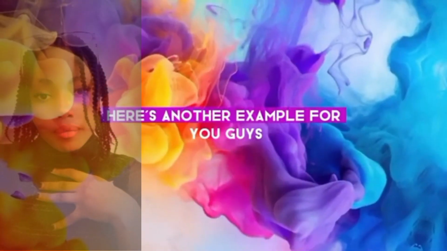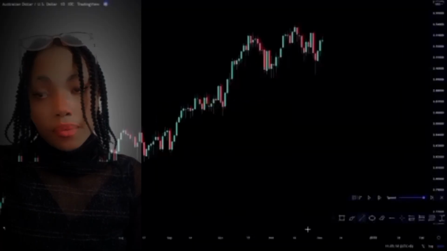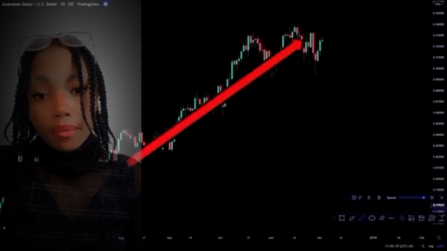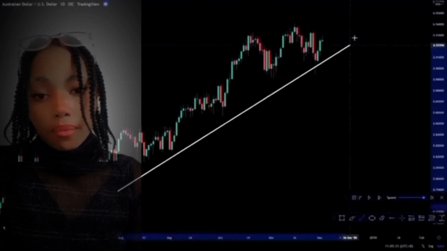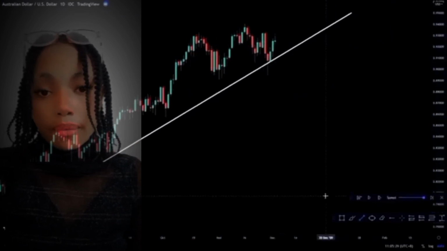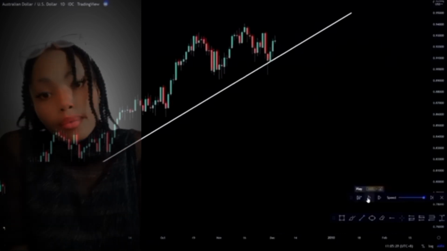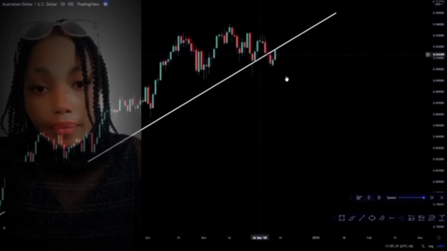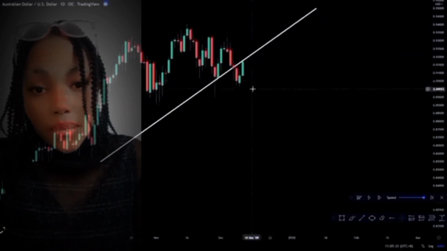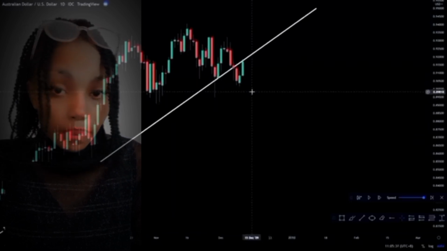Here's another example for you guys. As you can see, right now price is still in an uptrend. So we can draw a little trend line connecting all the higher lows right here. Now we want to wait for the trend line to break. So let's see. And right here, yes, price essentially broke out of the trend line. So we do not want to enter here for a sell yet.